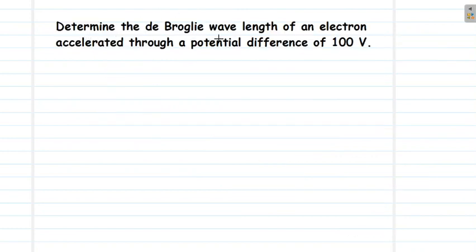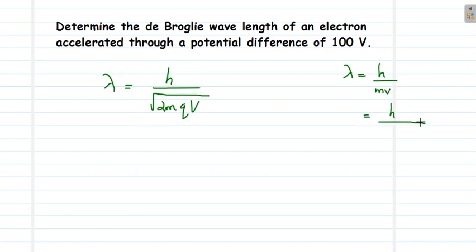Determine the de Broglie wavelength of an electron accelerated through a potential difference of 100 volt. So as we have seen, if the potential difference is given, we will be using the formula lambda equal to h by root of 2mqV, where q is the charge and V is the potential. The general equation is lambda equal to h by mv, which can be modified as h by root of 2meV.